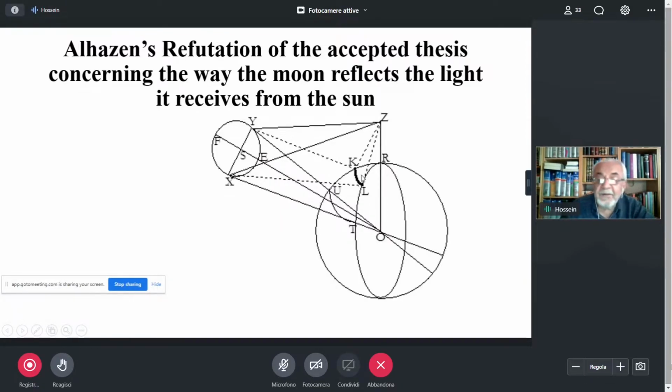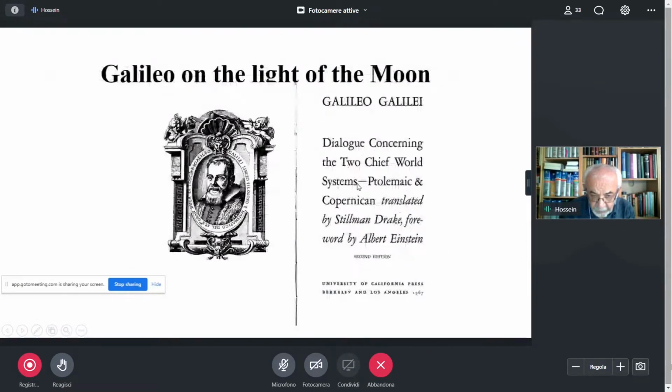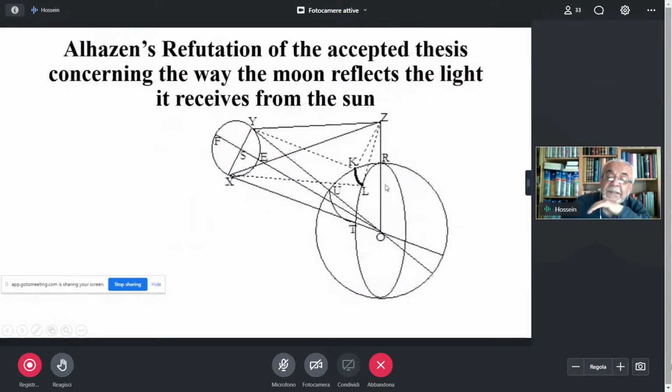By a similar argument, he calculates the length of this part, and he shows that this part of the moon which can send back to us the solar rays through reflection is in fact very small and indeed invisible. So much for Ibn al-Haytham.